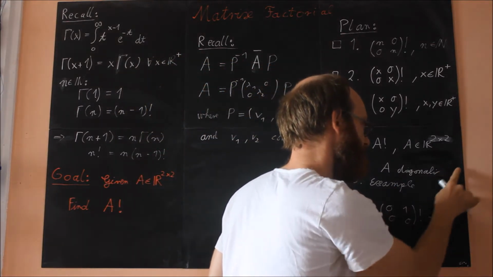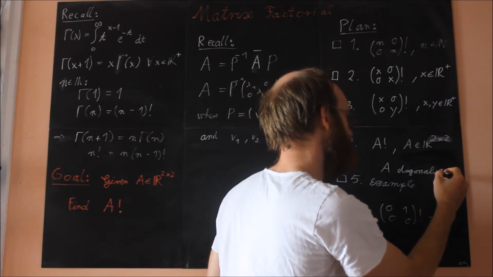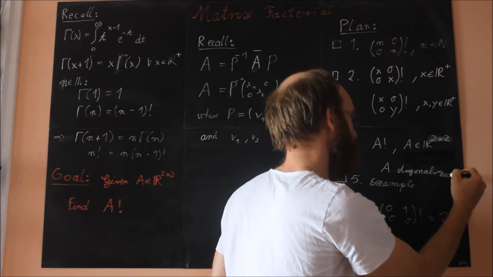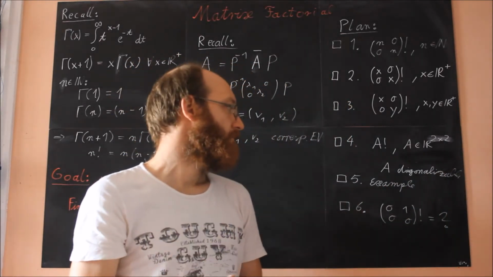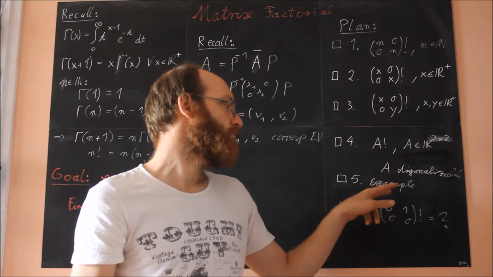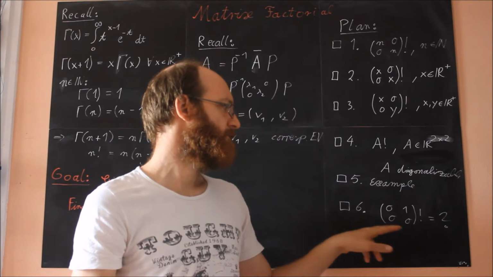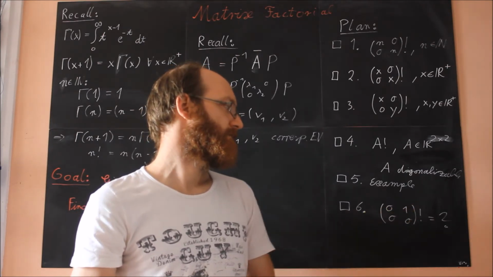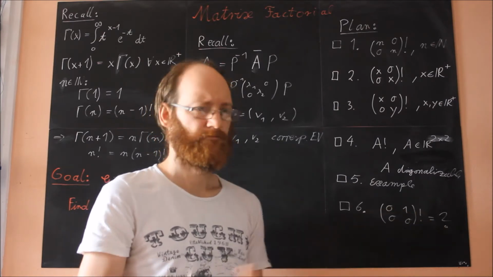Diagonalizable, like that. Then we should take care of an example, and the last is a nice result from the matrix 0, 1, 0, 0 factorial.